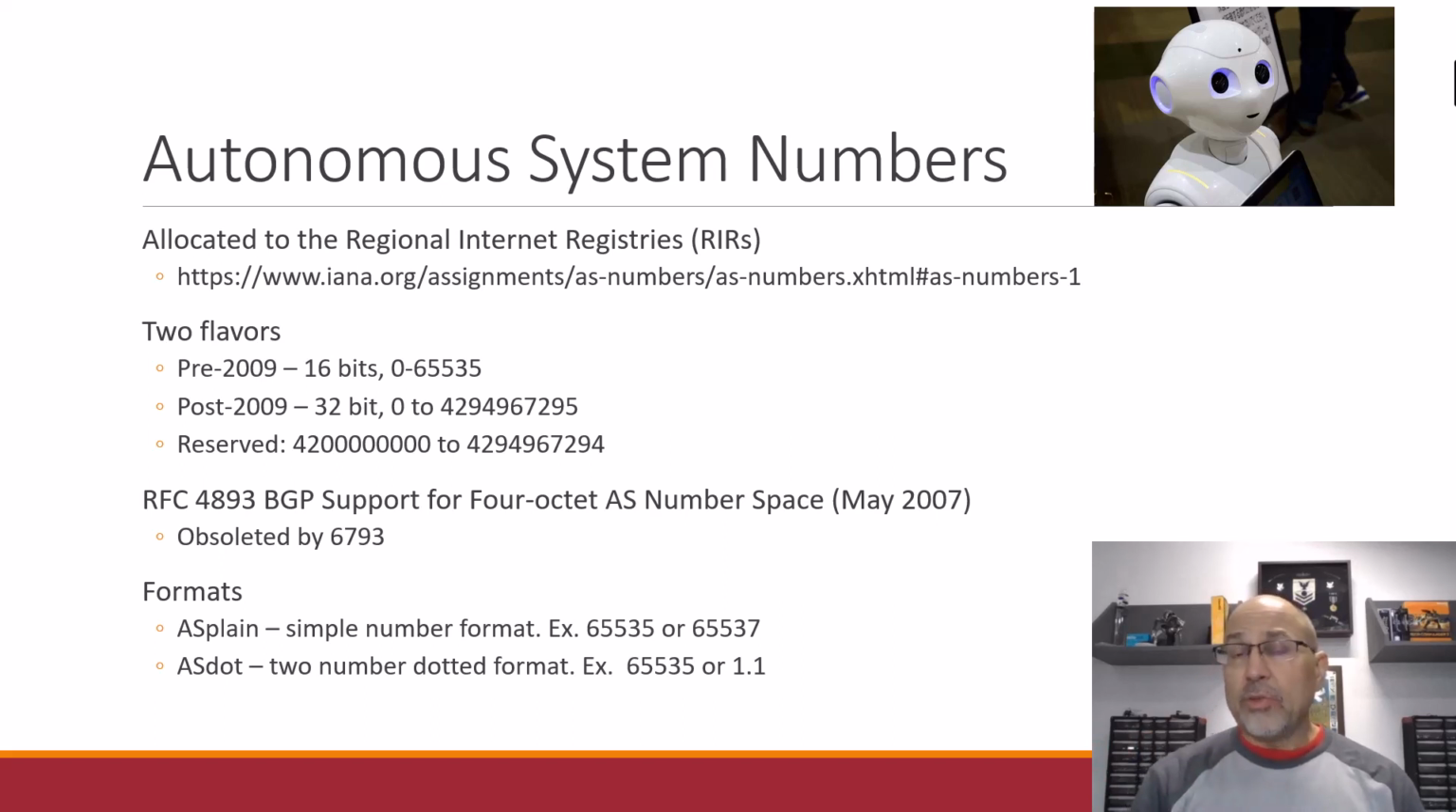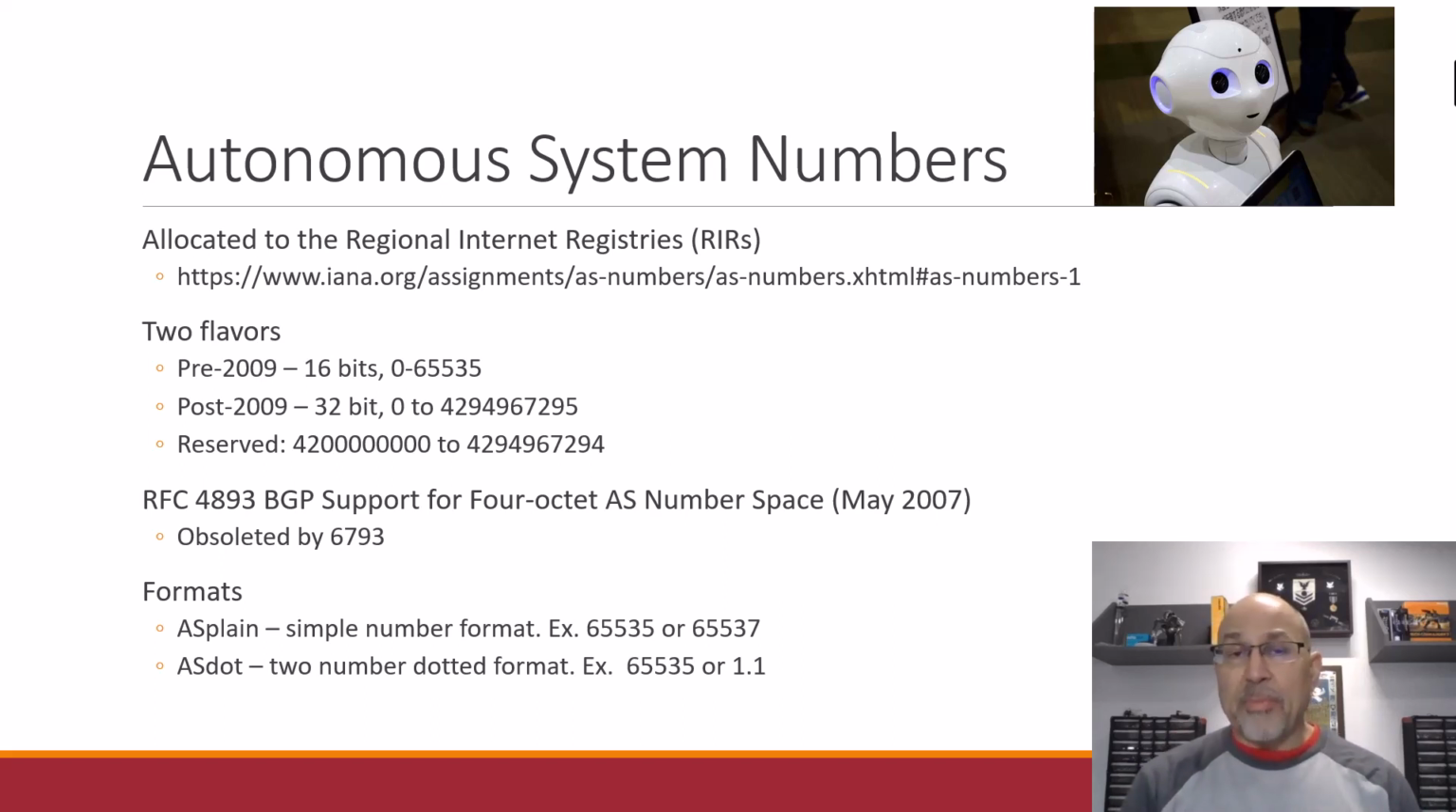Now, there are two flavors of autonomous system numbers: those that are pre-2009 and those that are post-2009. Previously, there were 2 bytes allocated to autonomous system numbers. That meant that the autonomous system numbers could range between 0 and 65,535. And it is just like that. They're not like IP addresses. They're just a number that was allocated with 2 bytes.